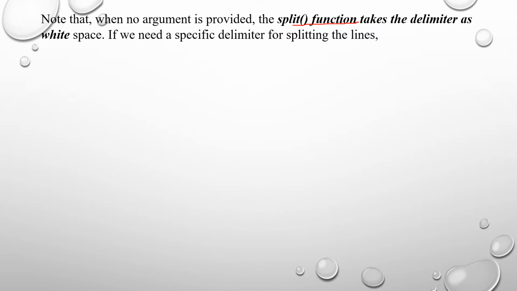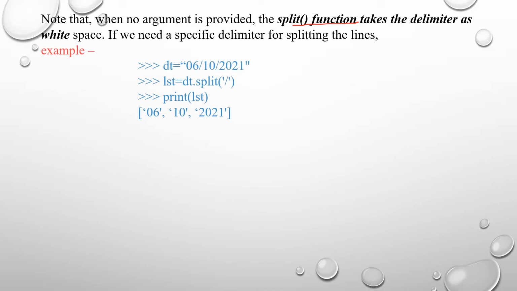If we need a specific delimiter for splitting the lines, for example, dt is equal to "06/10/2021", all enclosed with double quotes. After that I am invoking the split function, passing the slash. Then I am going to print the list. The Python interpreter will print 06, 10 and 2021. This is the use case of the split function.